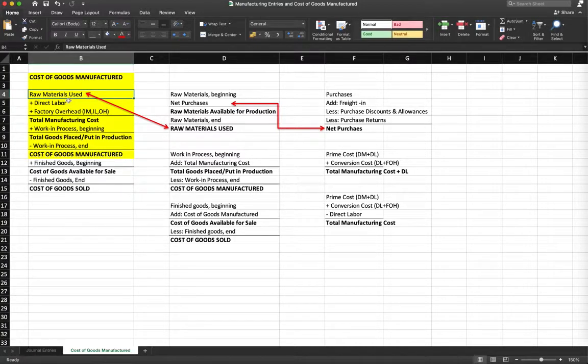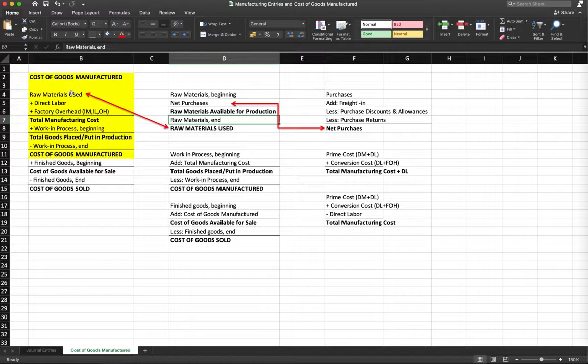And how are you going to compute for that? Raw materials beginning plus your net purchases, yan yung raw materials available for production. Meron kang materials at the beginning of the period, bumili ka pa during the period, net purchases. Yan yung mga pwede mong magamit for production during the year. Okay? Yan yung raw materials available for production. Pero, ito na lang daw yung natira. Diba? Meron kang beginning inventory plus purchases, bumili ka. Yan yung pwede mong magamit for production.